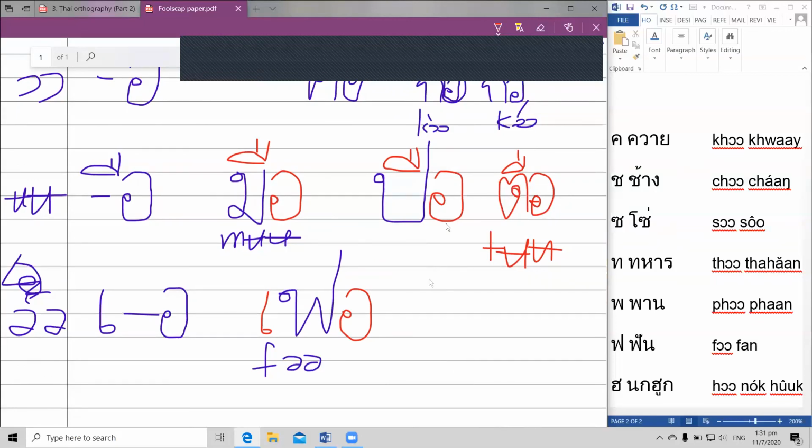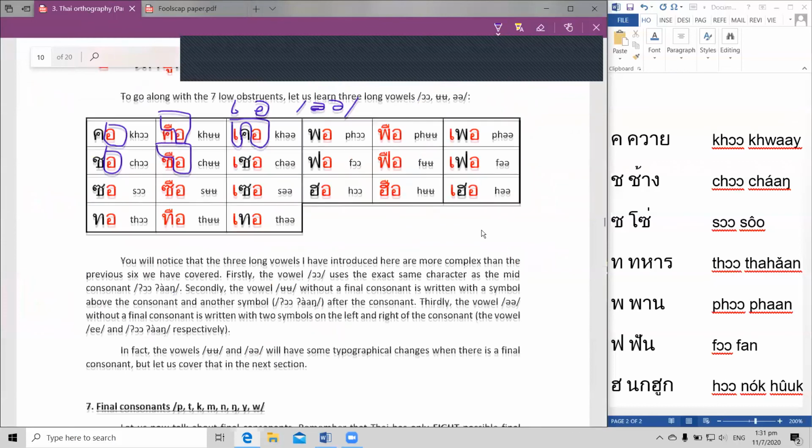Should be simple enough, I guess. Let's now talk about the final consonants.